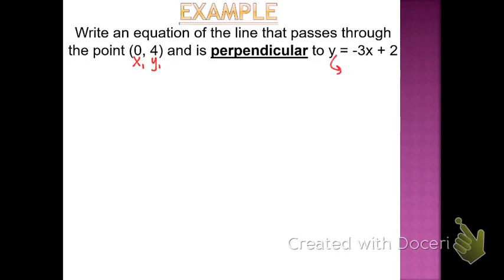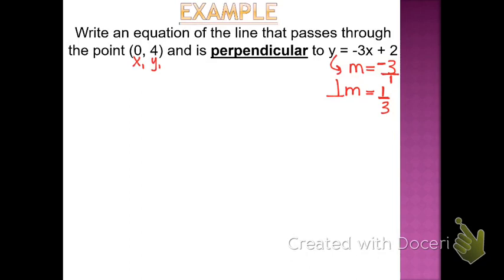So the line that they gave me, if I compare that to y equals mx plus b, that has a slope of -3, which means my perpendicular line has a slope that is the opposite reciprocal of -3. Opposite means it would be positive. Reciprocal, remember -3 doesn't look like a fraction, so we're going to think of it as -3 over 1. So then the reciprocal would be 1 over 3. So our perpendicular slope would be positive 1/3.